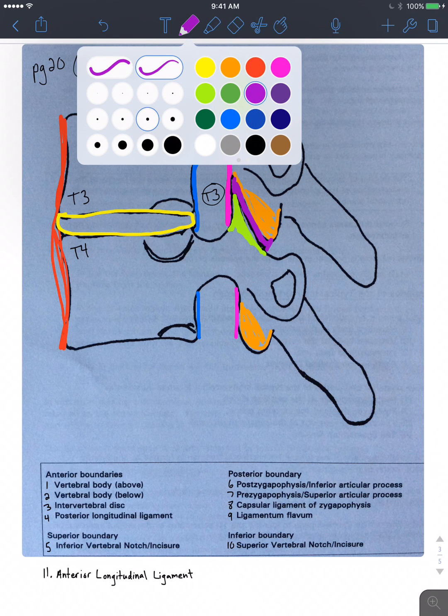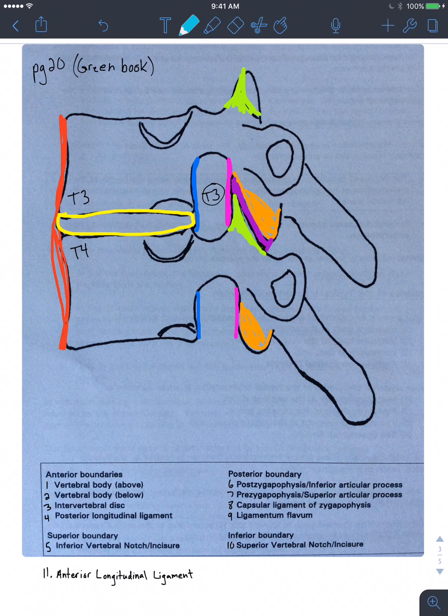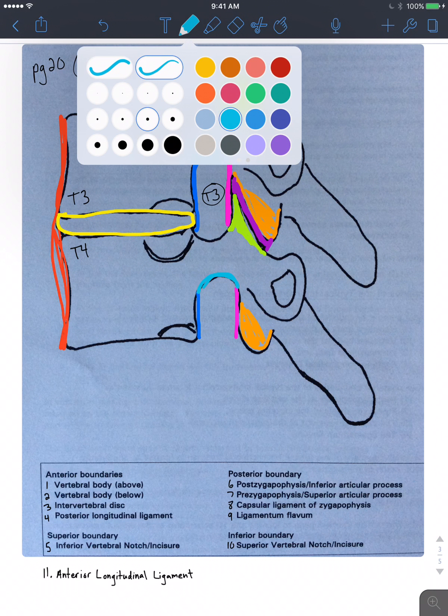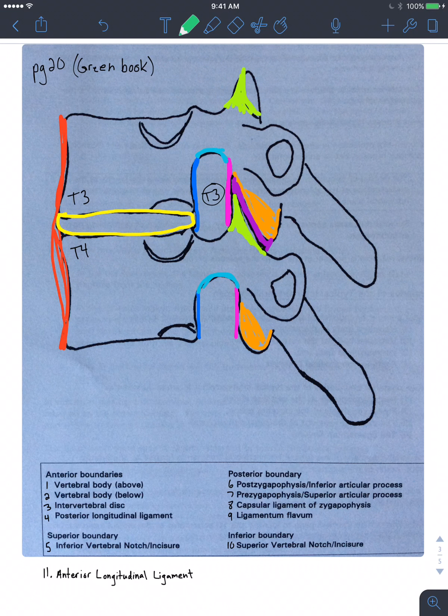The next border of the IVF we're going to draw in is the inferior vertebral notch. And this is kind of confusing for some because it's at the superior boundary of the IVF, but it's named for its position on the pedicle. So it's on the inferior pedicle, thus the inferior vertebral notch, okay? Next, we're going to label the superior vertebral notch, which is, coincidentally, the inferior border of the IVF, excuse me.